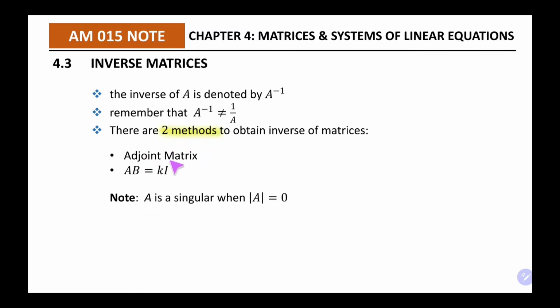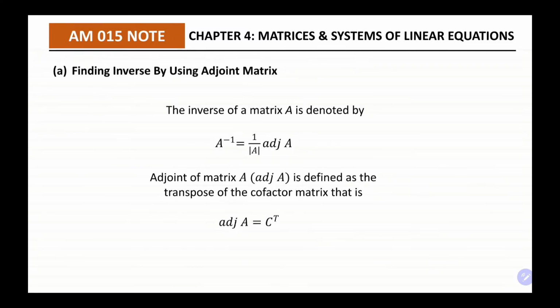There are two methods to obtain the inverse of matrices. First, the adjoint matrix, and second, we can use AB equals to KI. And please note that when the determinant of a matrix equals 0, that matrix is singular, meaning that the matrix doesn't have an inverse.